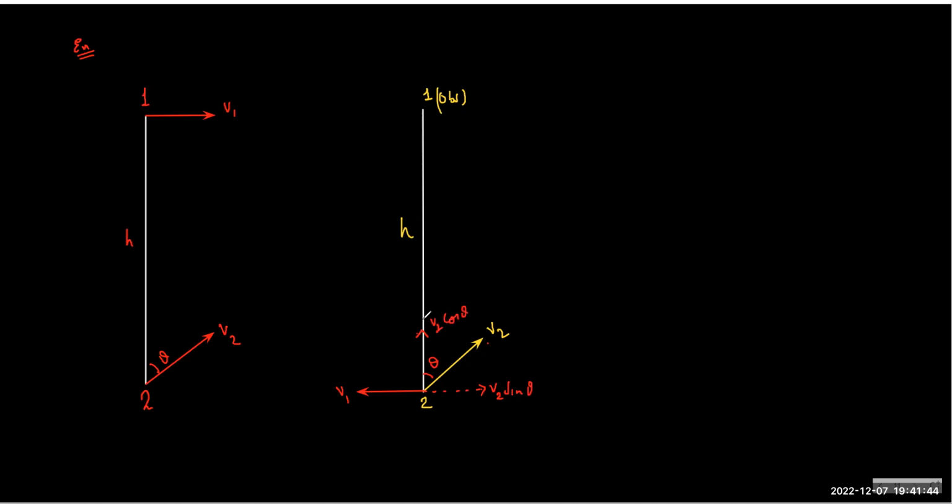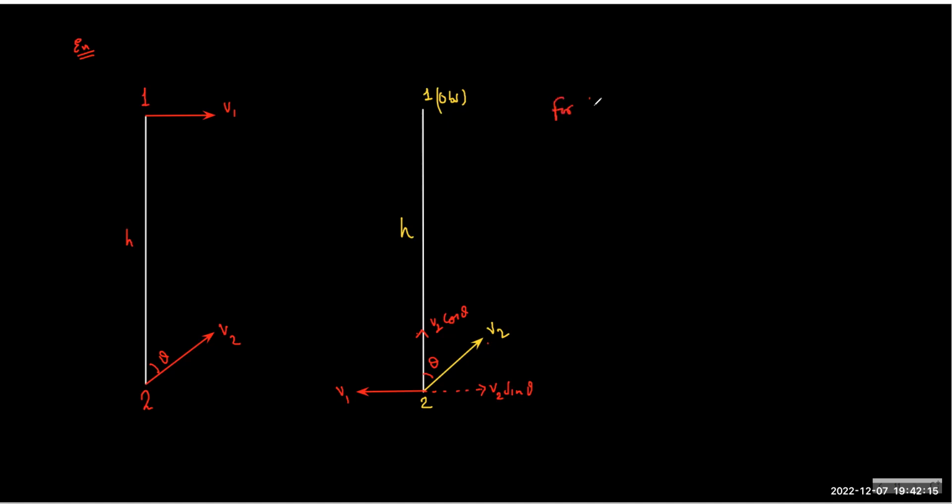So to move along the line joining particles 1 and 2, which component must cancel out each other? V1 and V2 sin theta. Exactly, because unless they cancel, it will never go along the line joining 2 and 1. So the rule is we always resolve velocity along the line joining the particles and perpendicular to it. And if they are colliding, the perpendicular components must cancel each other.